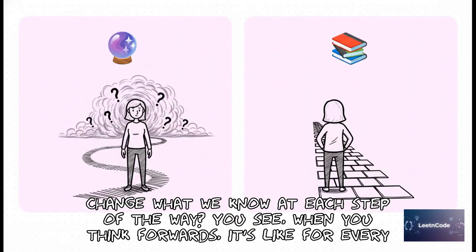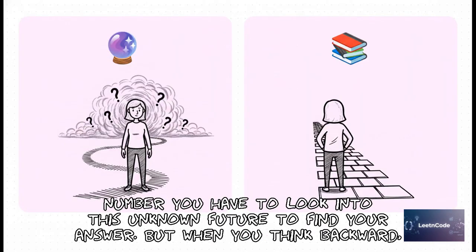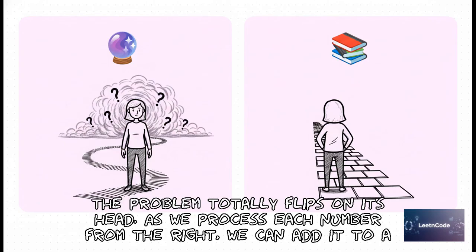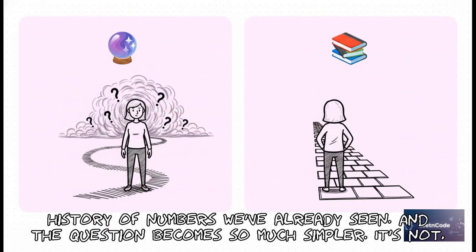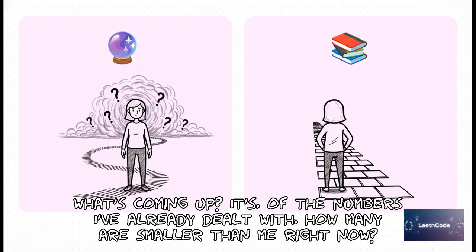You see, when you think forwards, it's like for every number, you have to look into this unknown future to find your answer. But when you think backward, the problem totally flips on its head. As we process each number from the right, we can add it to a history of numbers we've already seen. And the question becomes so much simpler. It's not, what's coming up? It's, of the numbers I've already dealt with, how many are smaller than me right now?